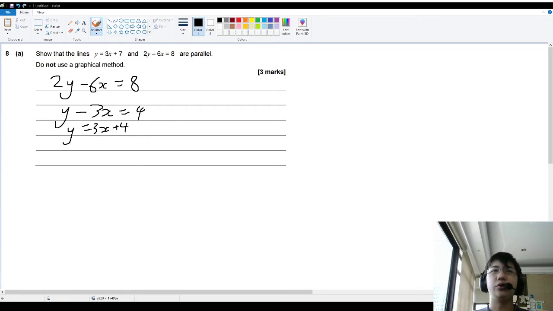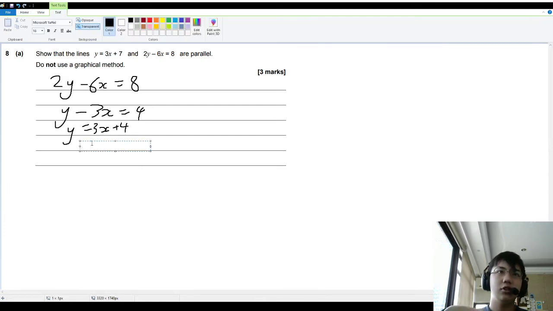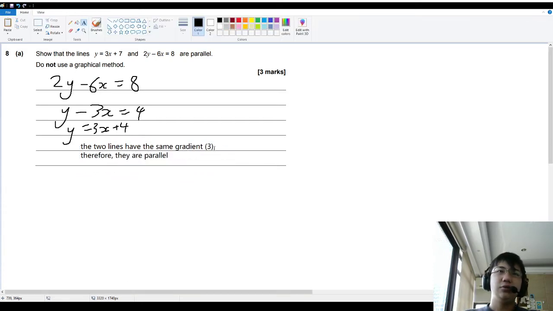Once we have found the equation of the line, we can state that the two lines have the same gradient. Therefore, they are parallel. As you may remember, lines with the same gradient are parallel. Therefore, y equals 3x plus 7 is parallel to y equals 3x plus 4.